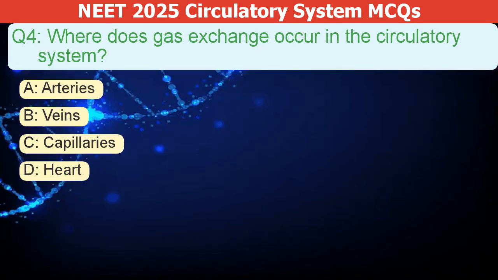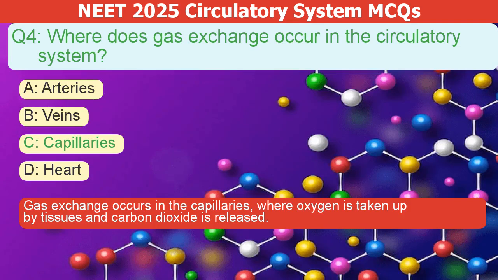Where does gas exchange occur in the circulatory system? A. Arteries. B. Veins. C. Capillaries. D. Heart. The correct answer is C. Gas exchange occurs in the capillaries, where oxygen is taken up by tissues and carbon dioxide is released.